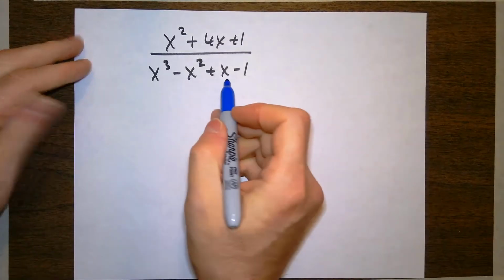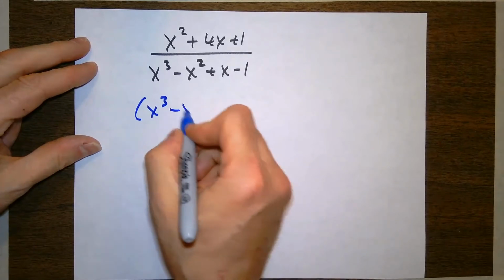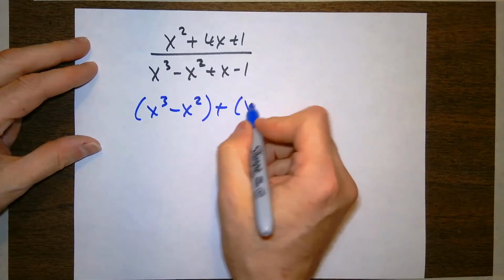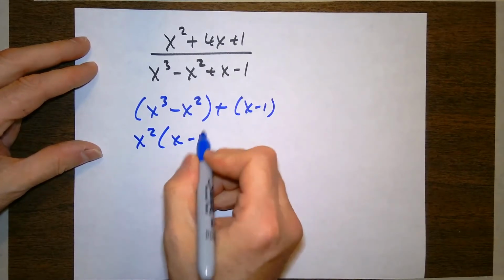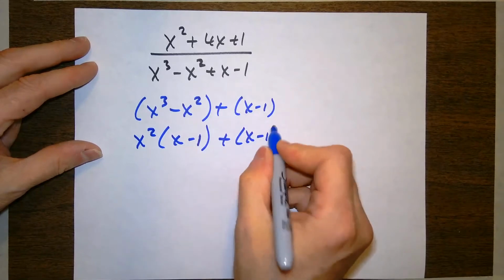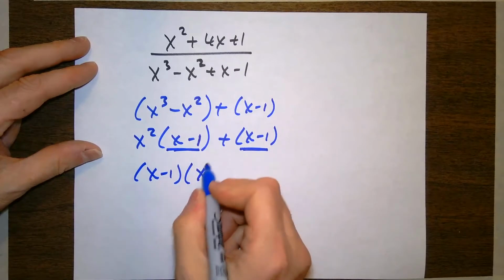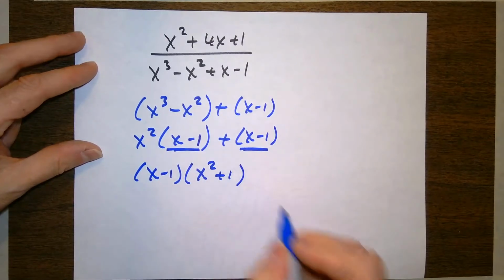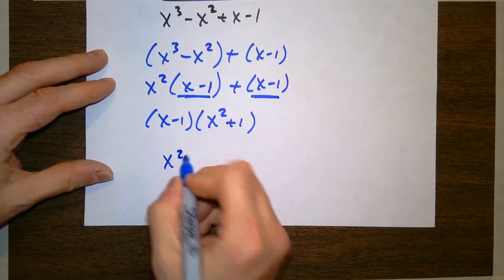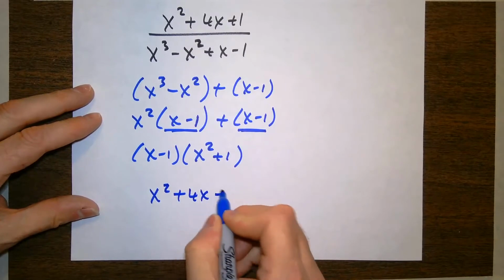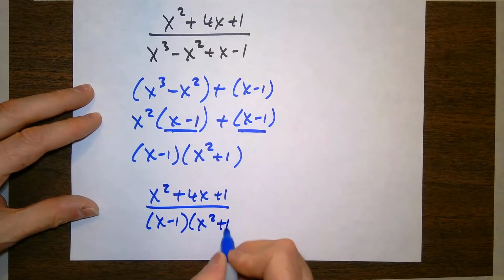When factoring, it's got 4 terms in it, so I'm thinking grouping. If I group the first two together, x cubed minus x squared, plus x minus 1, I can factor out an x squared here, and I get x minus 1. Can't factor anything out of that. But the x minus 1s I can factor out, x minus 1, and I'm left with x squared plus 1. So this now becomes x squared plus 4x plus 1 over x minus 1, x squared plus 1.